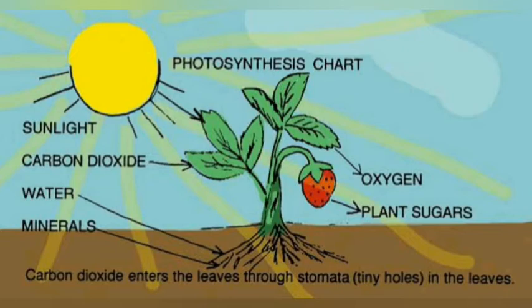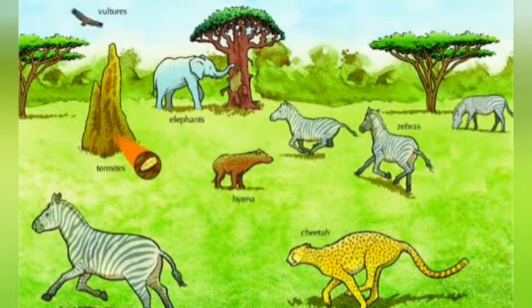The process by which green plants make their own food using carbon dioxide and water in the presence of sunlight and chlorophyll is called photosynthesis. Photo means light. Synthesis means production. Next component is animals. Animals cannot make their own food. They depend on plants or other animals for their food.